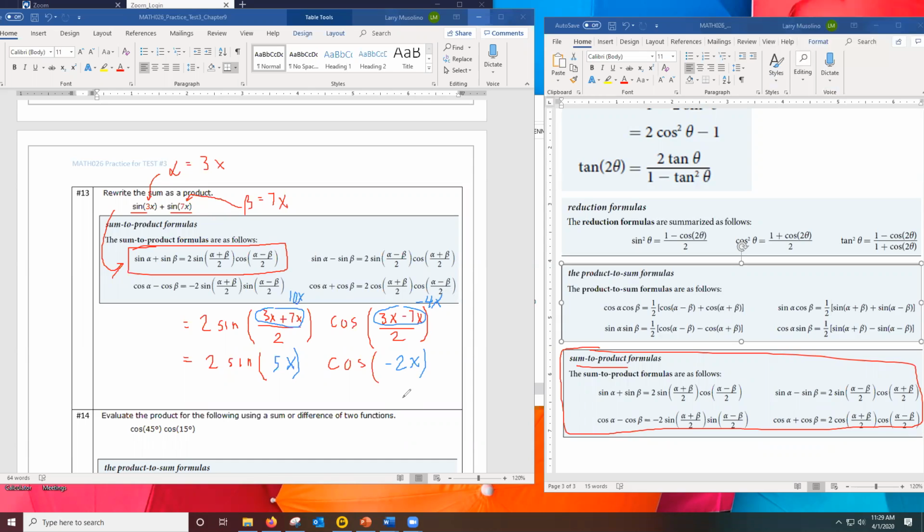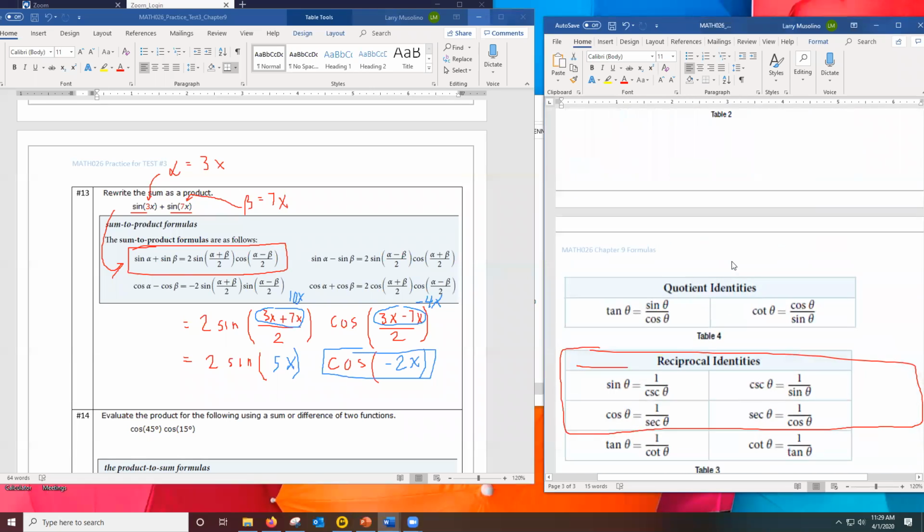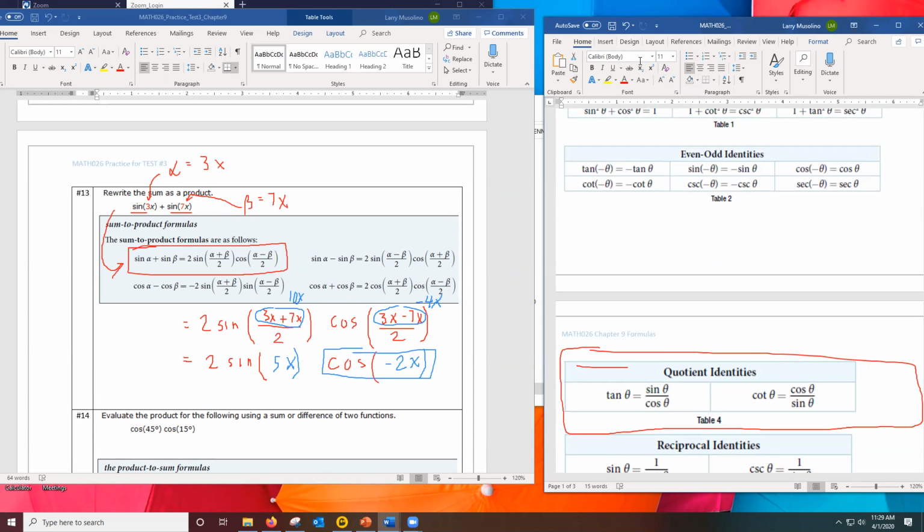So now, I usually want to get rid of negative angles. I don't like cosine of a negative angle. So let me go back to the chapter 9 summary for a second. And if I come up here, I'm noticing that when you have the cosine of a negative angle, you can really replace it with cosine of the positive angle. So cosine negative 2x is really the same as cosine positive 2x. So I can write the final answer here as 2 sine 5x and cosine positive 2x. And the reason we do this is we just don't want to leave answers with negative angles if possible.